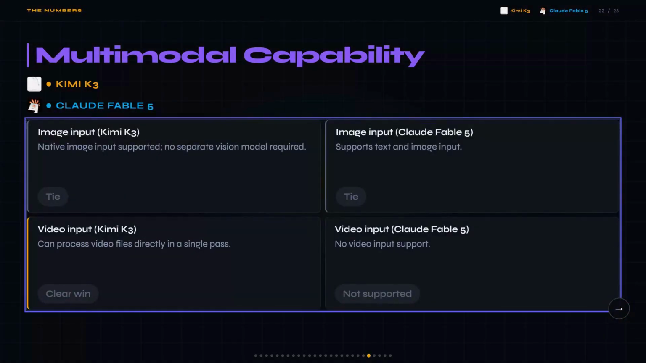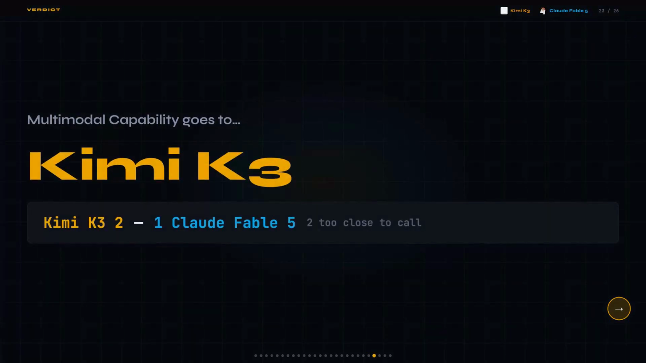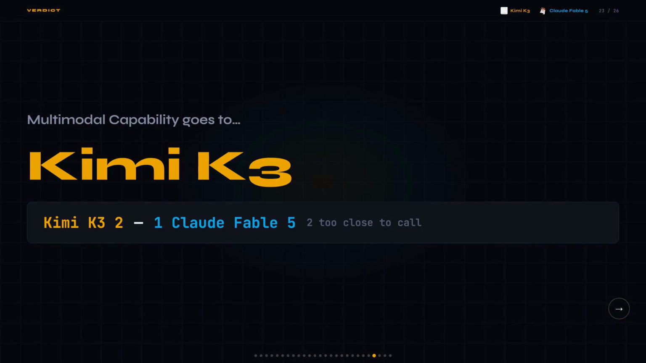Both models handle images natively. That part's a tie. But Kimi K3 can process video files directly in a single pass. Claude Fable 5 just doesn't support video input at all. Neither supports audio. So if you need voice reasoning, you're adding a separate pipeline regardless. Kimi K3 takes multimodal. I was expecting both to be roughly equal since they're both marketed as multimodal, but native video support is a real differentiator, and Fable 5 just doesn't have it. That moves Kimi K3 to 2 wins, Fable 5 at 1, with 2 ties on the board.